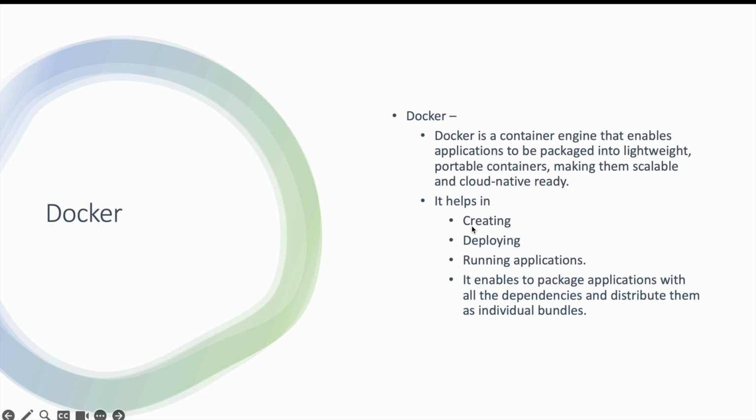So Docker helps in creating, that is, out of the microservice that you might have written in Java or any other language, it helps in creating, deploying and running applications. It enables you to package applications with all the dependencies and distribute them as individual bundles. That is, it is self-sufficient. It has got everything that is needed to run an application. For example, if you have written a microservice in Java, let's say using the Spring Boot framework, then that can be packaged into a Docker image. That's what we call a Docker image, which is self-sufficient.